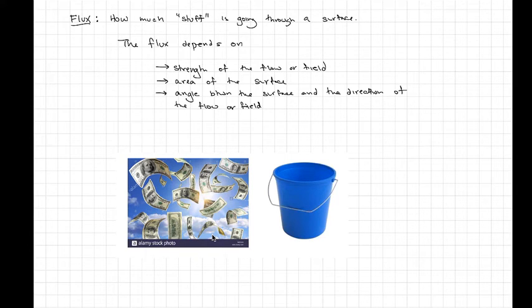That would increase the amount of money going into your bucket over a period of time. And then the last thing is, you're going to align this bucket so that the bucket is directed perpendicular to the flow of money, right? Because you want the most amount of money coming into your bucket. So that way of thinking about why that maximizes the flux works just fine.